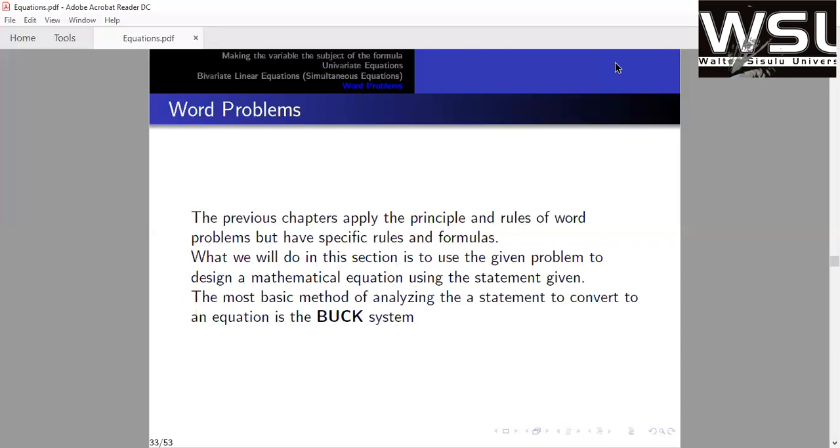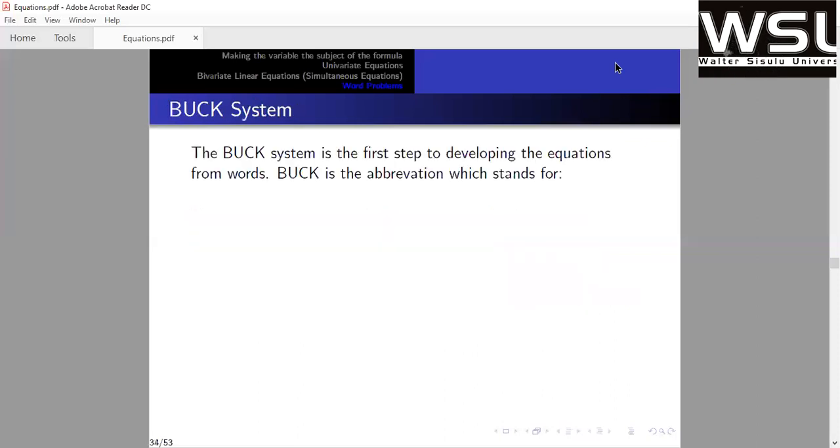And the method which is mostly used, but it's not necessarily the one you could use, but the method we'll be using is the box system. Now, the box system is basically the first step in developing the equation. You have to use the box system so that you know what should be there, what shouldn't be there, what you need for the equation, what you don't need for the equation, and most importantly, the vocabulary of the equation.